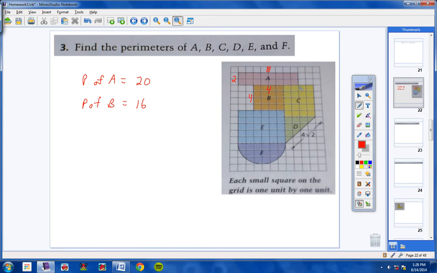Now the perimeter of C. Well, let's see. We have a length here of 1, 2, 3, 4. So a length of 4 right here. And then going down, we have a length of 1, 2, 3, 4, 5. A length of 5 going down. So the perimeter would be 4 plus 5, 4 plus 5, which would be 18. So the perimeter of C would be 19. That's pretty simple. And now let's move on to D.